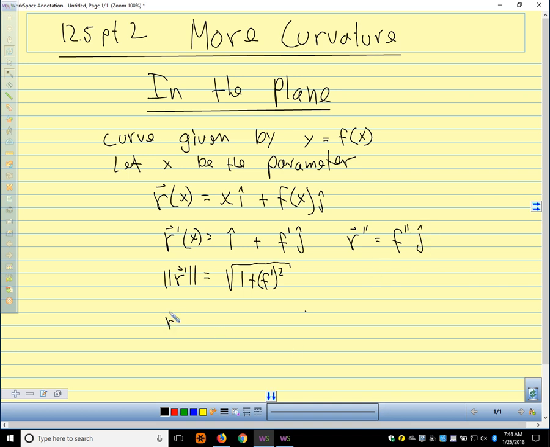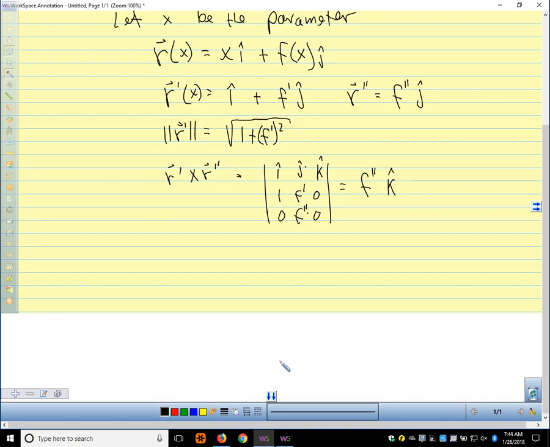And r prime cross r double prime is equal to, we'll do this determinant, i, j, and k, 1, f prime, 0, and 0, 0, f double prime. Sorry, 0, f double prime, 0. And this just comes out to be f double prime k hat. And the magnitude of r prime cross r double prime that we need for our curvature is just the absolute value of f double prime.